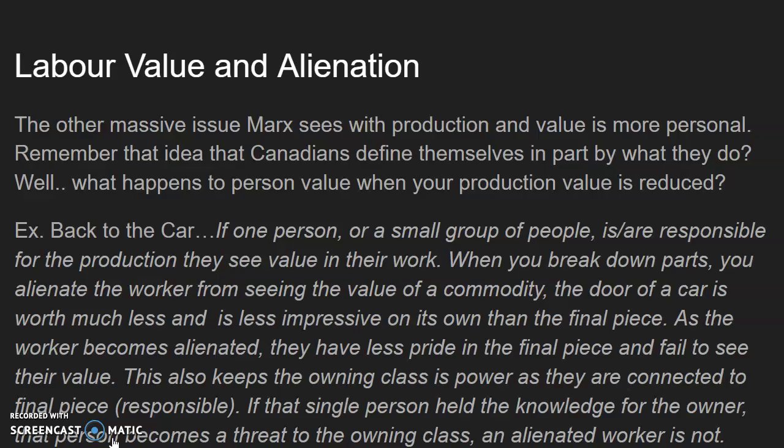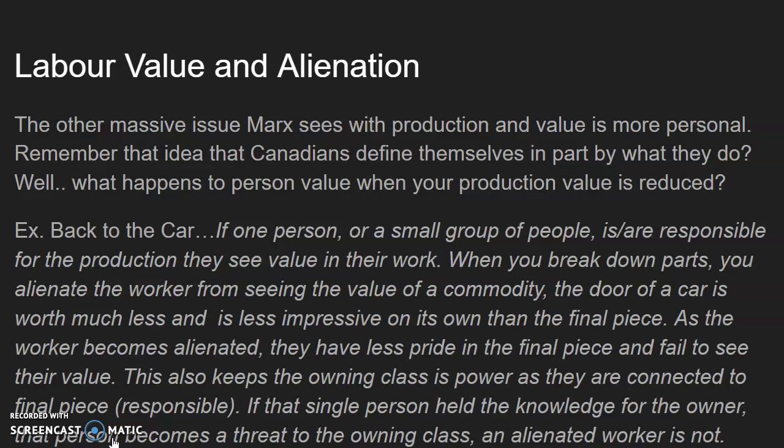So for example, if I give one worker the job of car doors on an assembly line, the car door is much less impressive and worth much less on its own than the final piece. Unless somebody's gotten into an accident, they're not buying just a single car door. That piece of manufacturing doesn't carry much value. The whole car carries a lot of value. That single piece doesn't carry much.